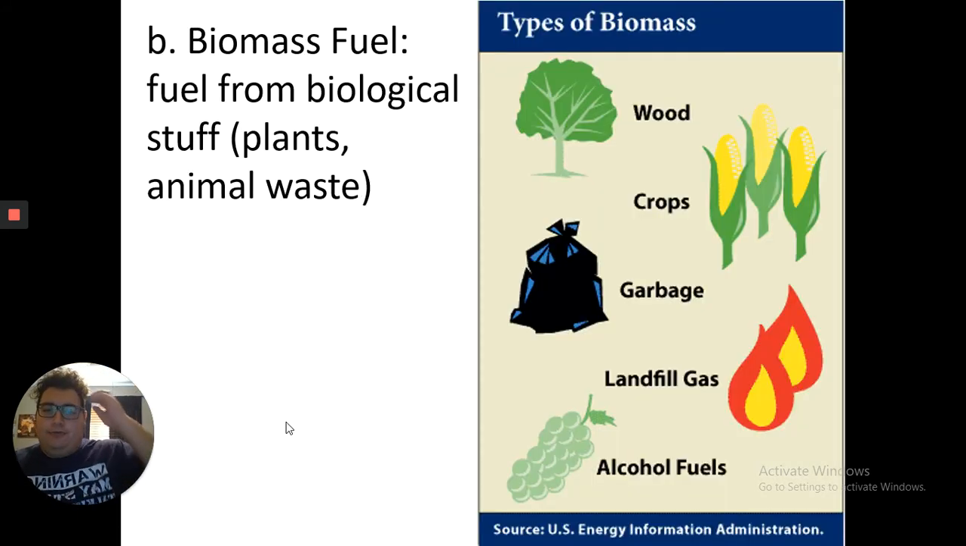And then there's biofuel. This is just using fuel from wood, crops, garbage, landfill gas, alcohol, all of that. You might have seen, at a racetrack, that if you see the word ethanol, ethanol is corn. So ethanol has some corn in it to help it be more environmentally friendly. And people are using different ways to actually make fuel.